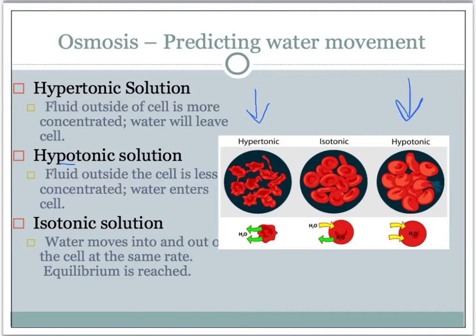The last type of solution is called isotonic, and really it's just important to keep in mind usually your cells are in isotonic solutions. Isotonic means your cells are staying the same size because water is moving in and out at the same rate. This is the perfect solution for your cells to be in.